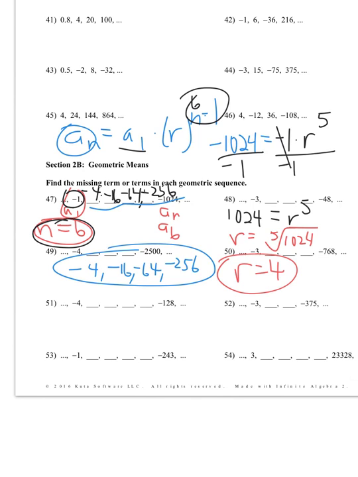So geometric means are the missing terms in between two known terms in a geometric sequence.